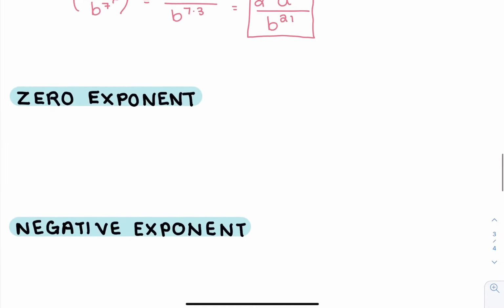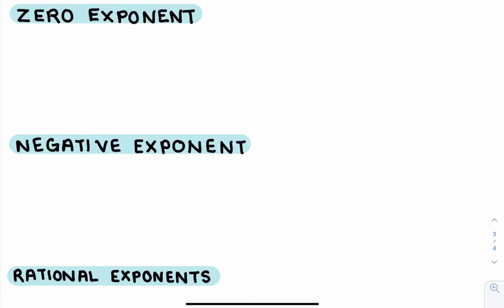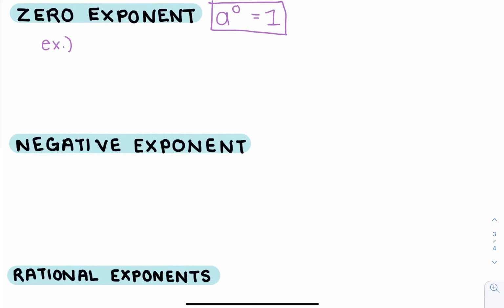Next up, we have 0 exponents. So this one is a little bit weird. For the 0 exponent, we have a to the 0 is equal to 1. So that means anytime we're working with a problem, if we see an x to the 0, it's just 1. So x to the 0 is 1. There's a nice easy example. Here's another one. Let's say we have negative 3x plus 7 to the 0 power. Again, that's just 1. So anything to the 0 power, no matter what it is, is just 1.